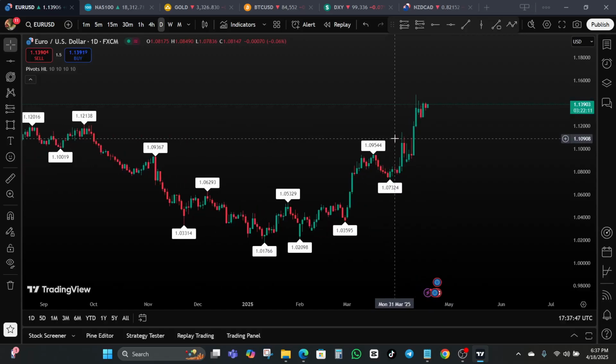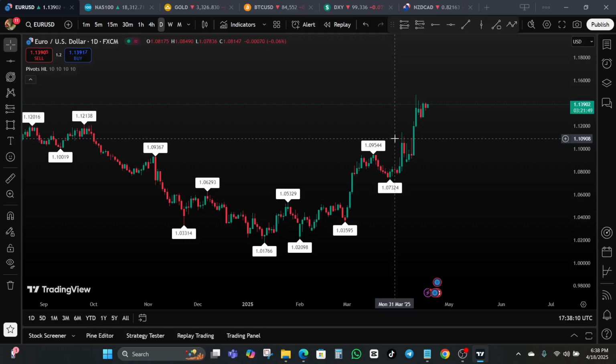Why does this matter? Because trading is all about understanding structure. Knowing where the market is forming higher highs and higher lows, or lower highs and lower lows, gives you the context you need to decide if the trend is still valid or showing signs of exhaustion.